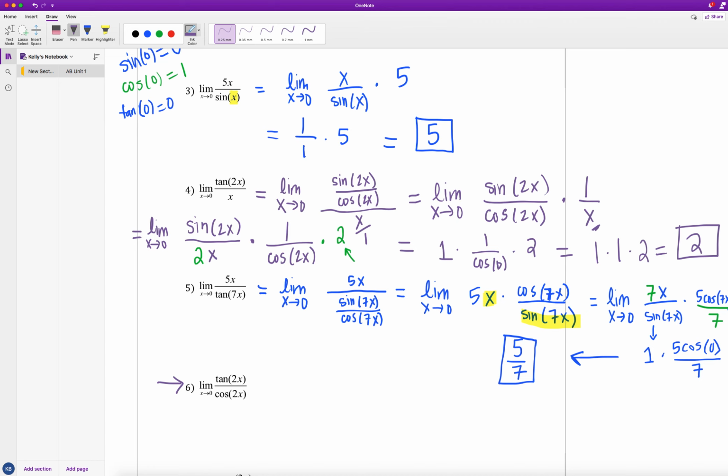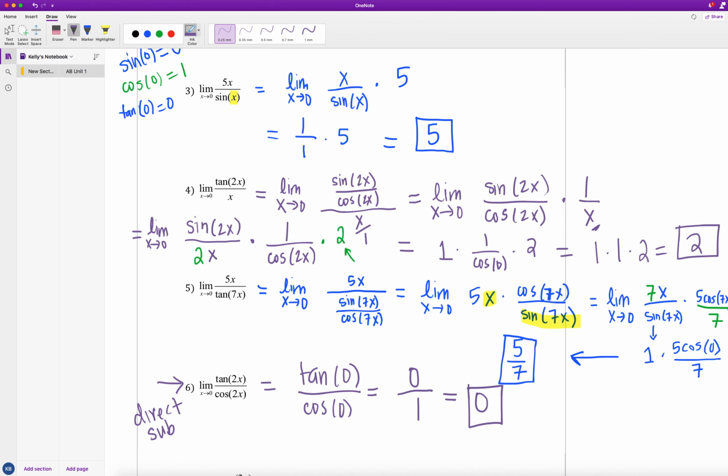Well, I don't have any sines. I could rewrite tangent to be sine over cosine and manipulate it from there, but really the first thing I should always be trying is, can I do a direct substitution? Well, let's see. If I directly sub in, I get tangent of 0 over cosine of 0. Well, this will actually work out, because cosine of 0 is equal to 1, tangent of 0 is equal to 0, 0 divided by 1 is okay, and I end up with 0.